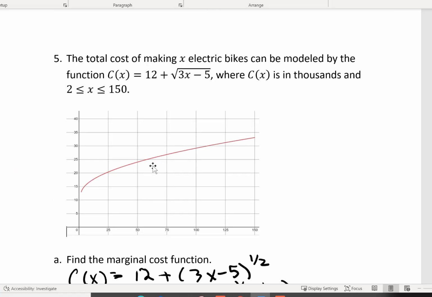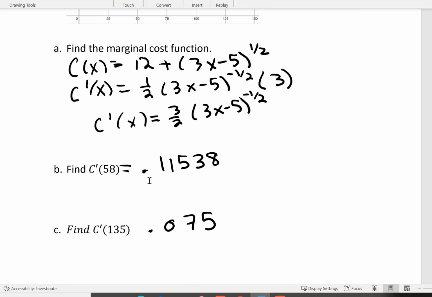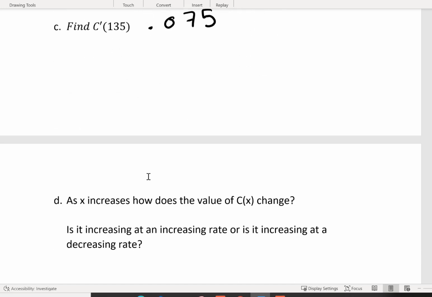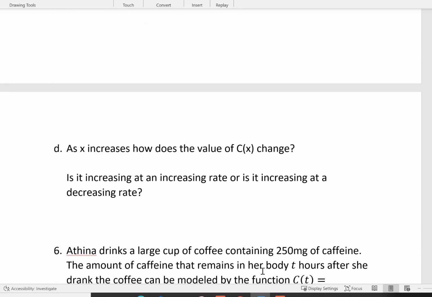If we look at the graph of c of x, we can see it's always increasing. But the way it increases is not constant. When we put in 58, we got a value of 0.11538. When we put in 135, we got a value of 0.075. So what we can tell is that the value is getting smaller as we make more and more of the bikes. So what we need to decide is what we call this: increasing at an increasing rate or increasing at a decreasing rate. Because the increases are getting smaller, we want to call that increasing at a decreasing rate.